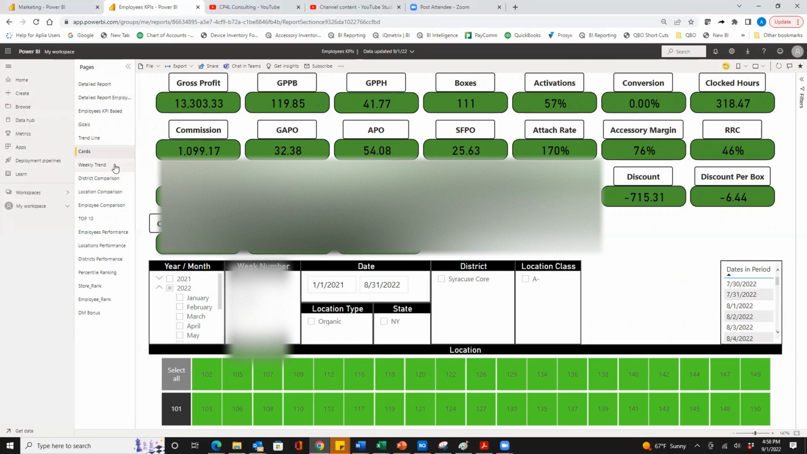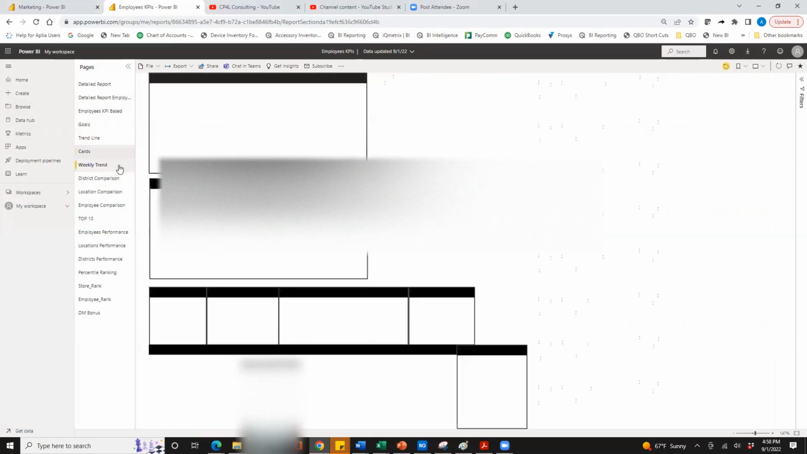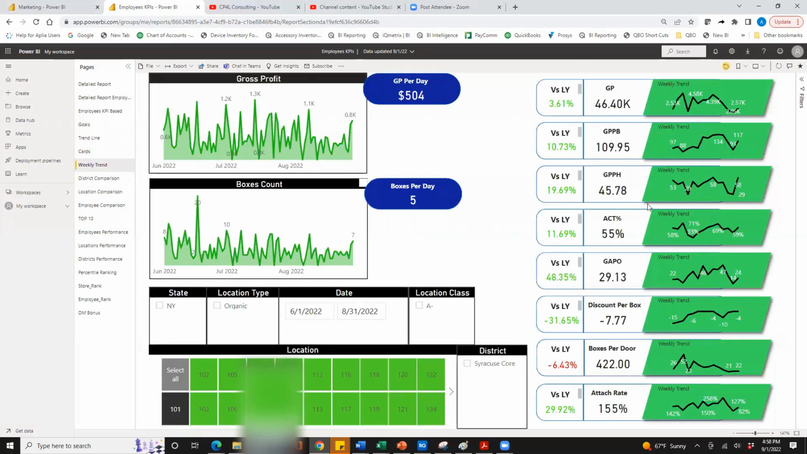One of my favorites that I also look at is a weekly trend report, which shows you the weekly movement based on a specific period that you're selecting. For this specific location, I'm able to see a period from June 1st through August 31st. Well, this location is improving on basically every measure that I monitor, except for productivity per door.